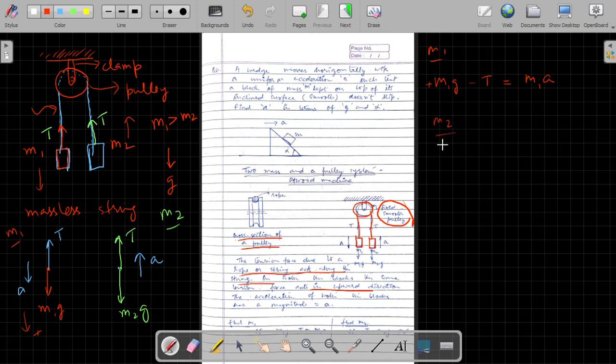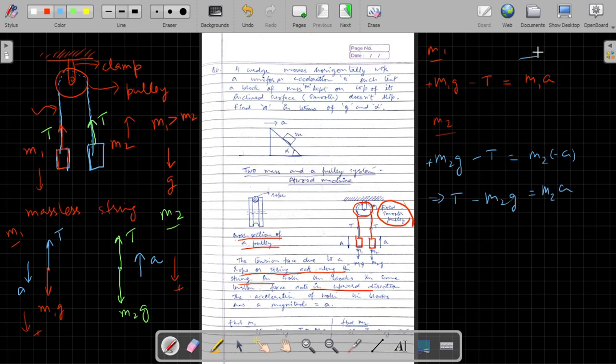And then let us draw m2. For m2, let us select the downward direction as positive, the same convention which we selected for m1. So m2g is in the downward direction, it is positive, tension is in the upward direction, it is negative, and our acceleration is in the upward direction, which is again opposite to our selected positive direction. That's why it would be negative. So this equation would become T minus m2g equal to m2 into the acceleration of the block.